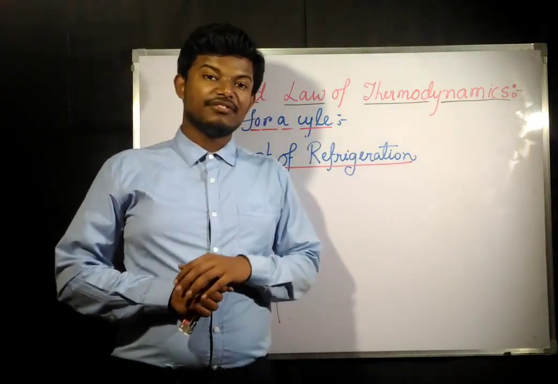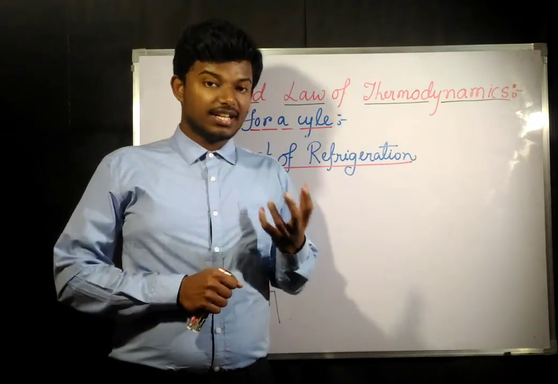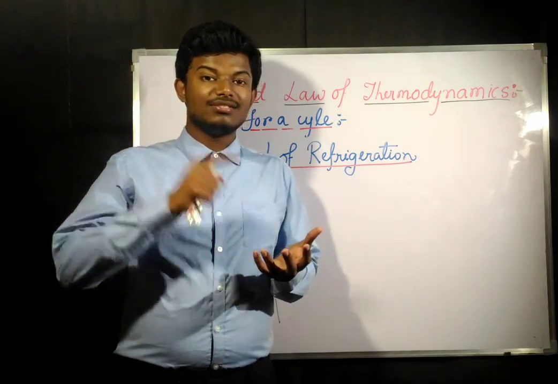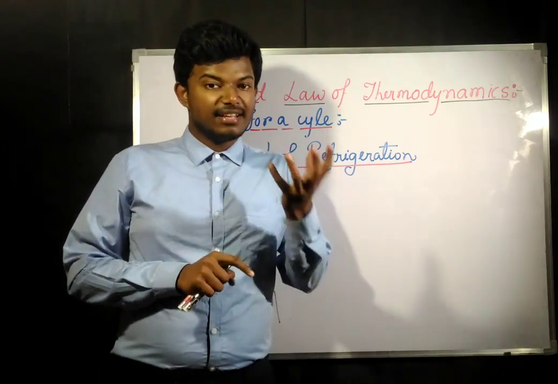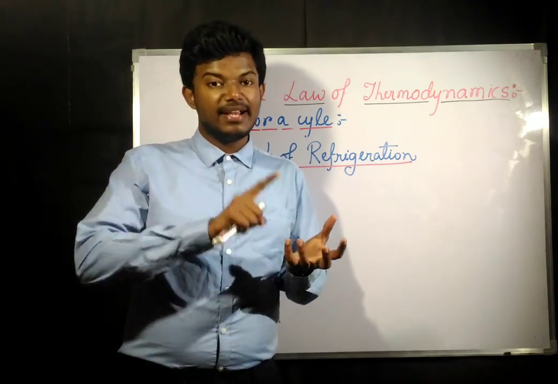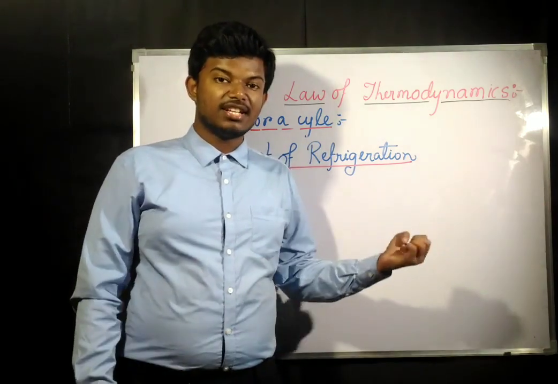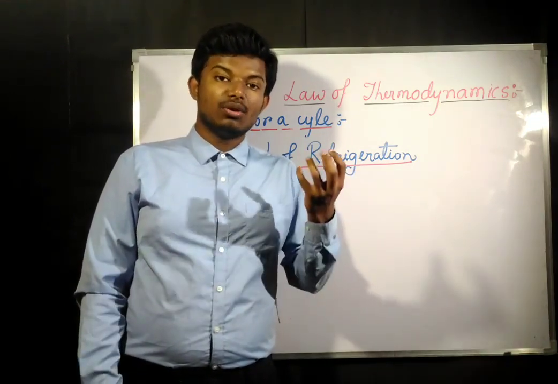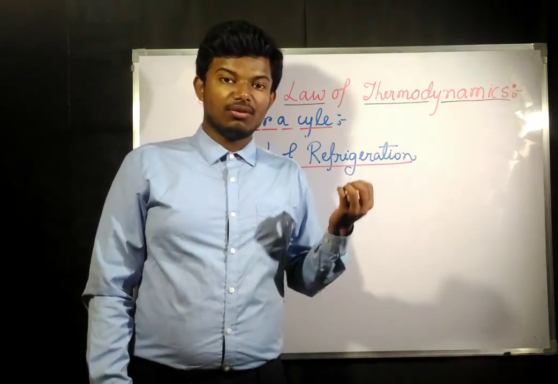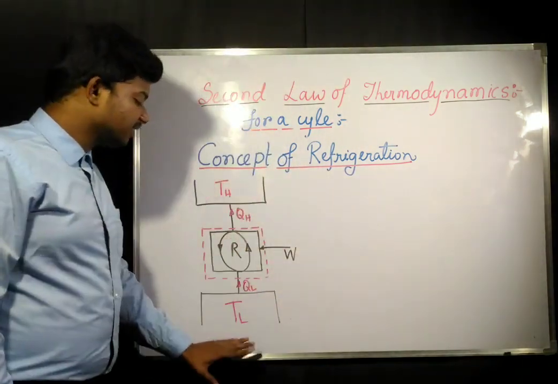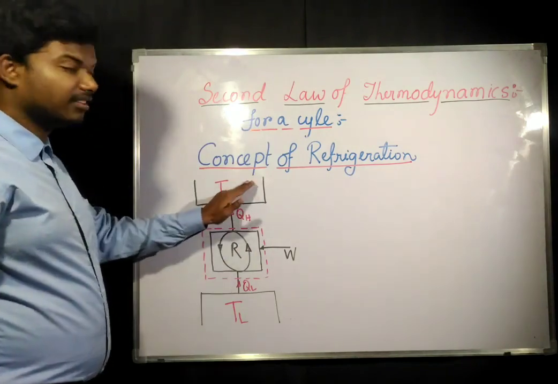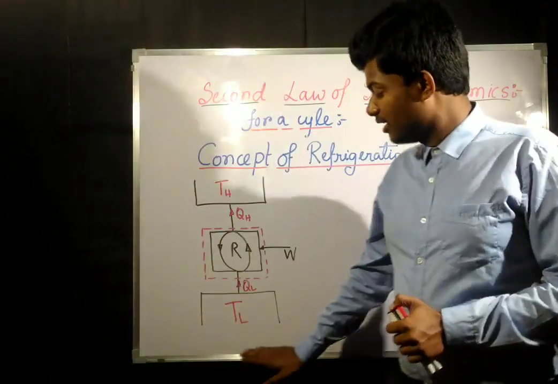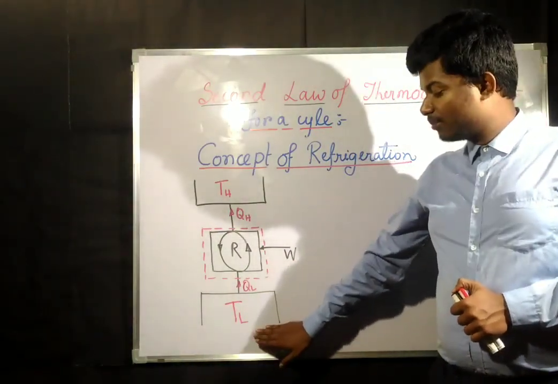Now what is refrigeration? A refrigerator is a device which creates a temperature lower than the surrounding, and it maintains that temperature. That means a refrigerator is a device which creates and maintains a temperature lower than the surrounding. Now this is the basic layout of refrigeration. There is a source, that is the surrounding, and this is the place where you need to maintain a temperature which is lower than the atmospheric temperature.